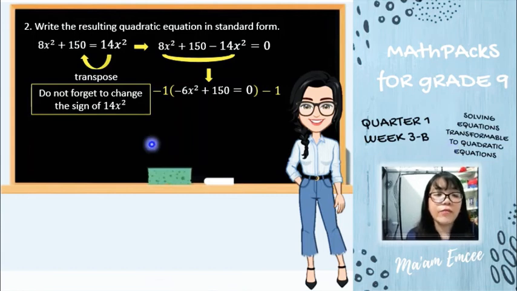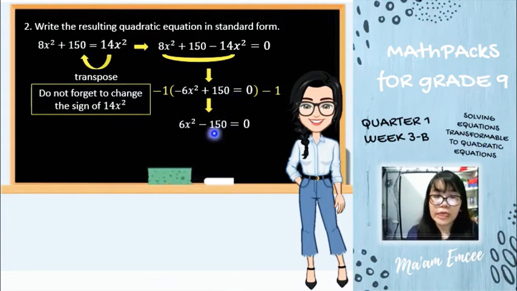So negative 1 times negative 6x squared is just positive 6x squared. Negative 1 times 150 is negative 150. And 0 times negative 1 is just equal to 0. Making our quadratic equation in standard form equal to 6x squared minus 150 equals 0.